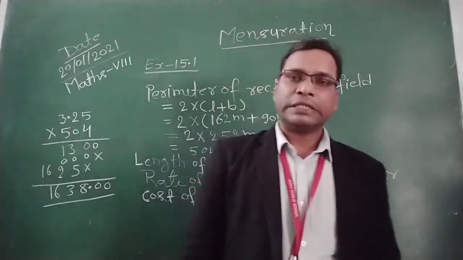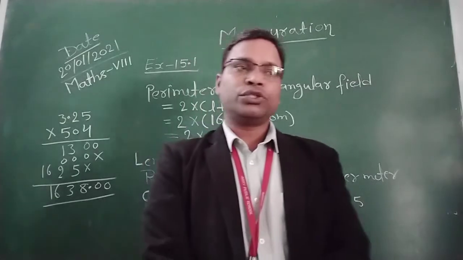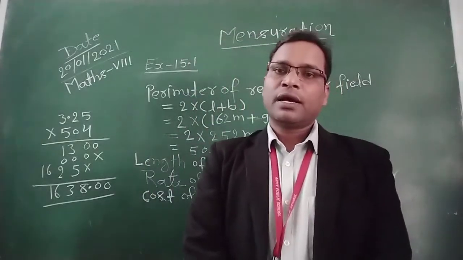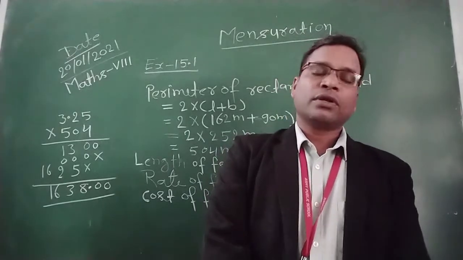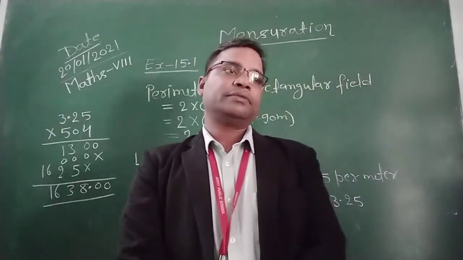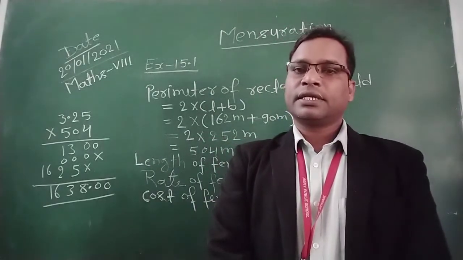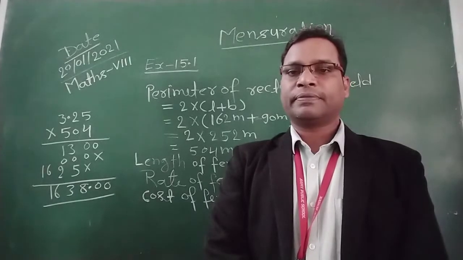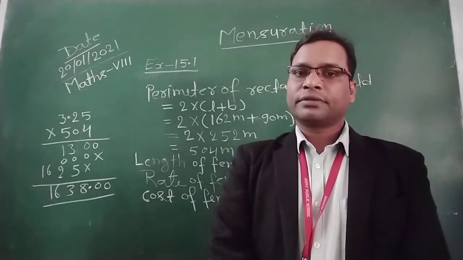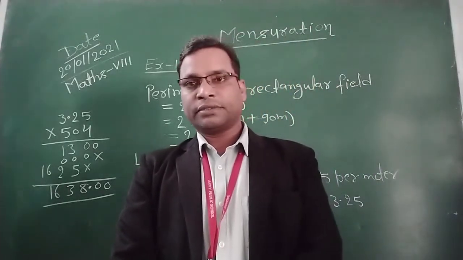Student, in this question, the ratio of length and breadth of a rectangular field is given as 9:5, and the area of the rectangular field is also given here, 14,580. The rate of fencing is also given here, 3.24 rupees per meter. So first, we let the length and the breadth of the rectangular field be 9x and 5x.